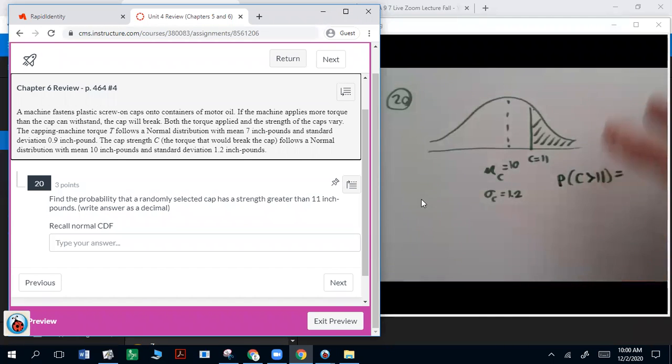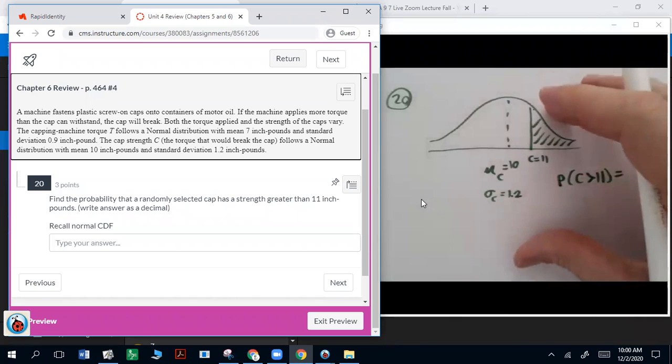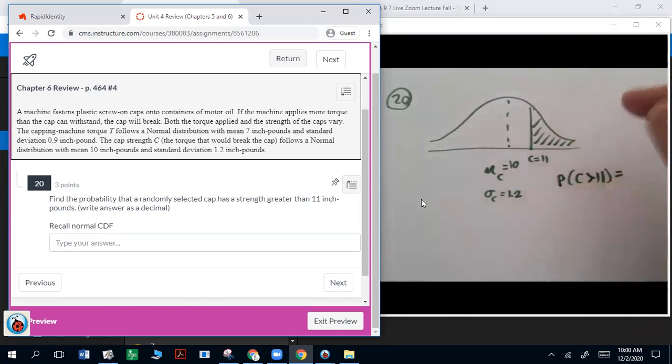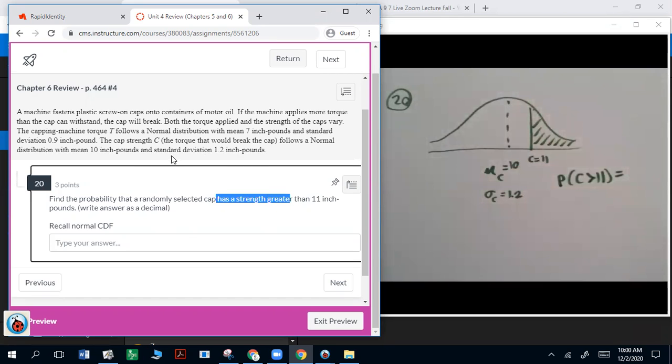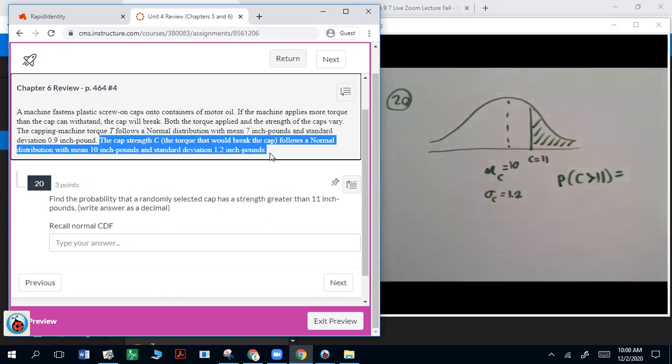All right, here's what a drawing of that would look like. This is actually a normal curve. This is all going back to chapter 2. We're given the mean and the standard deviation. I know that we have two random variables here, torque and cap strength, but this is actually talking about cap strength. So it has a strength greater than 11 inch-pounds, so we do have to use the second one here. So we have our mean of 10 and our standard deviation of 1.2.